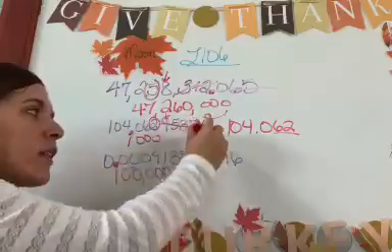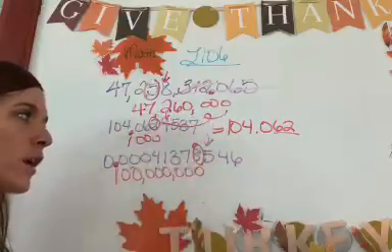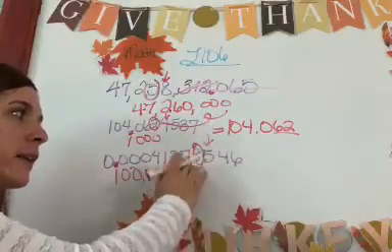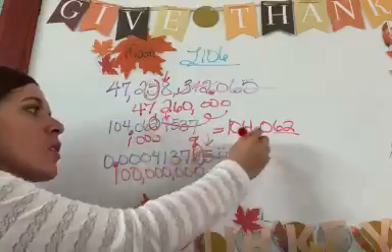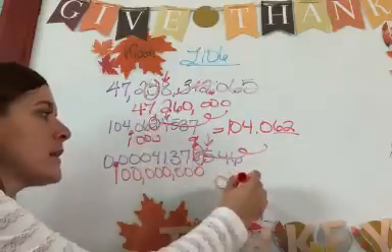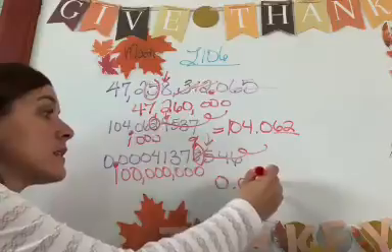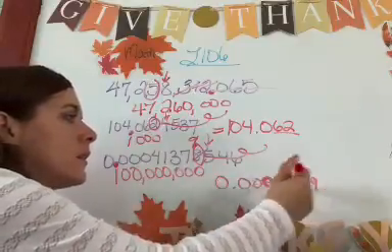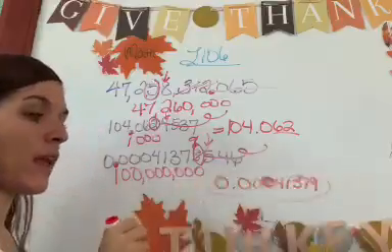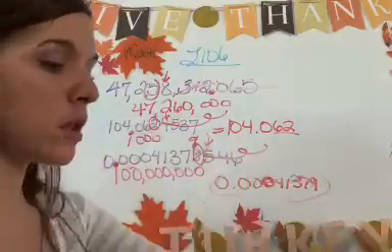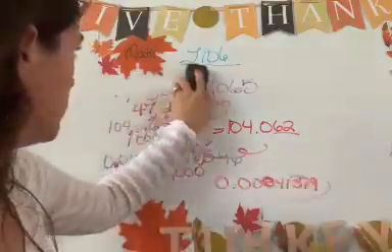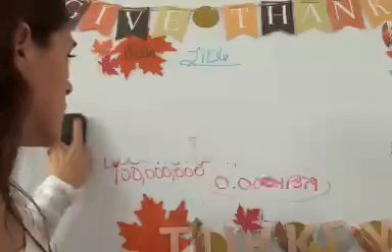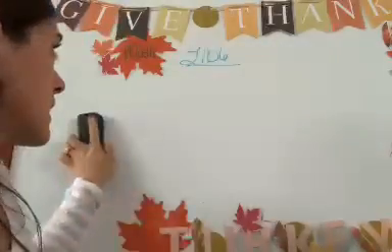I circle the 8 and I look at the 5. The 5 is bigger than 4, so now that's going to make this go up to 9. So this becomes a 9 and this goes away. So your answer is 0.0041379. Okay? And that's your answer right there. Thankfully, they give you a lot of examples to get you used to everything that you're going to see about rounding.